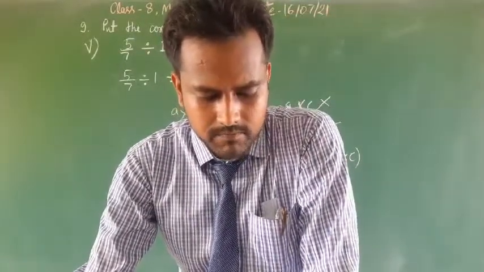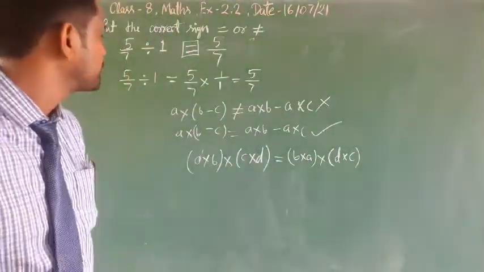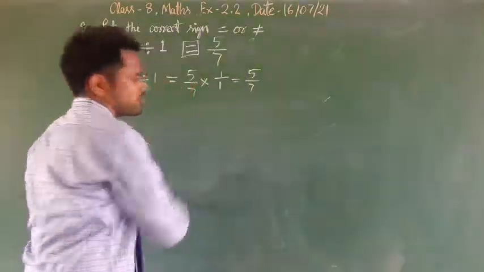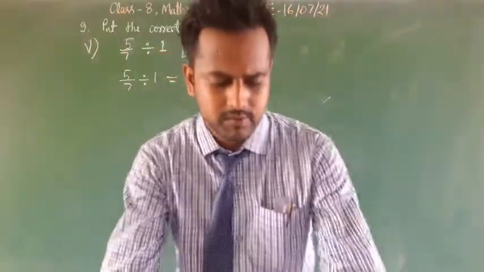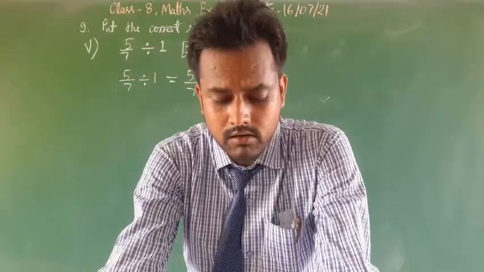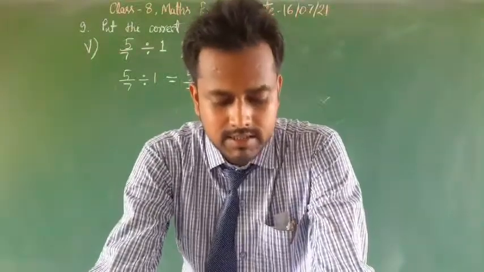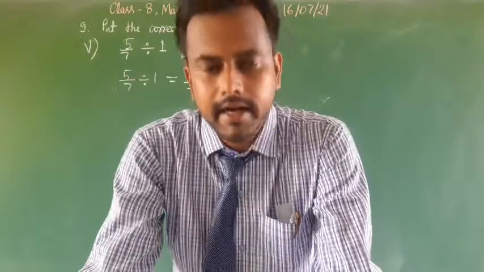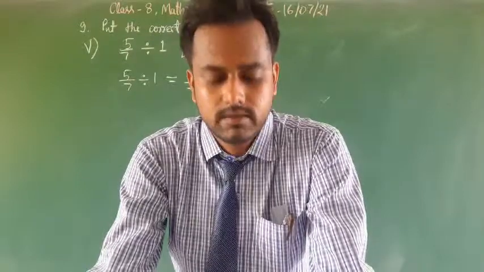Fifth part of question number 10. Rational numbers are not closed under division. Statement is, rational numbers are not closed under division. This is false. Rational numbers are closed under division.